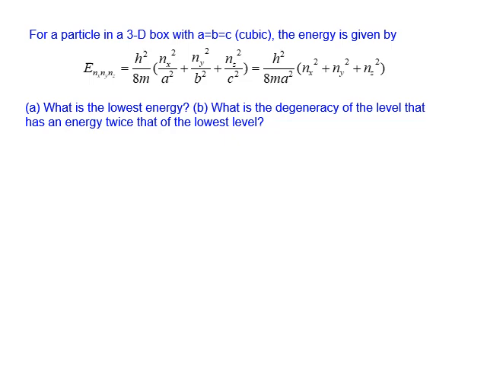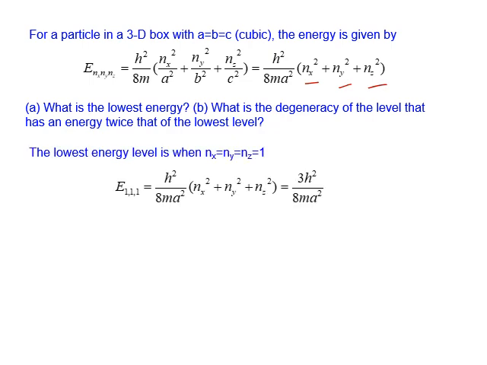So question number 1: for a particle in a 3D cubic box, the energy is given by the following equation, in which you have 3 quantum numbers, nx, ny, and nz. They are all integers. What is the lowest energy? Obviously, the lowest energy is when nx, ny, and nz are all lowest, which is 1. So these are 1, 1, 1, and that gives you 3h squared divided by 8ma squared. This is a non-zero point energy.